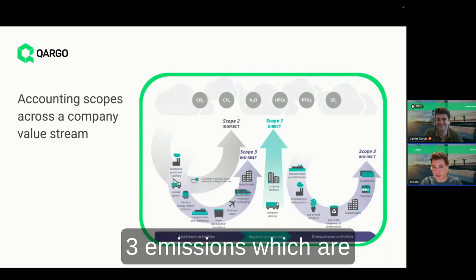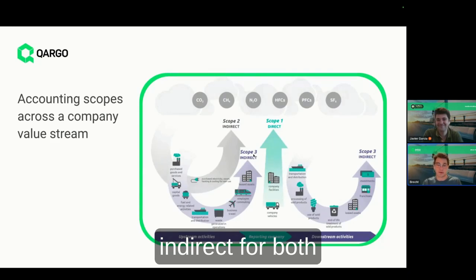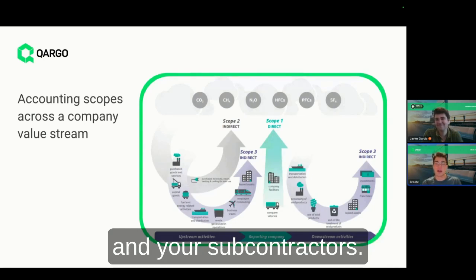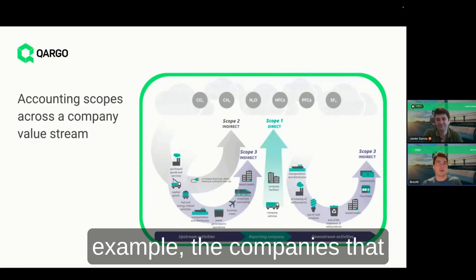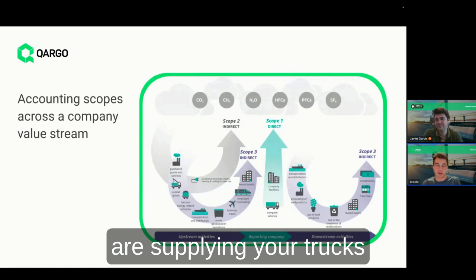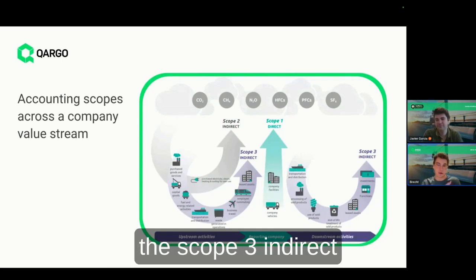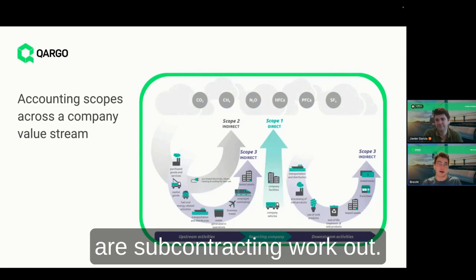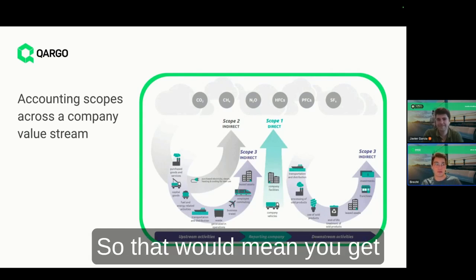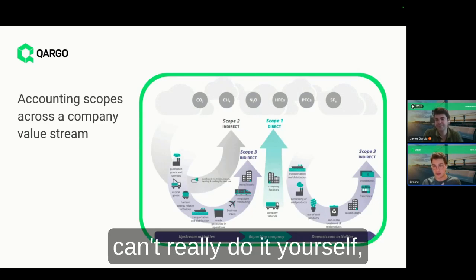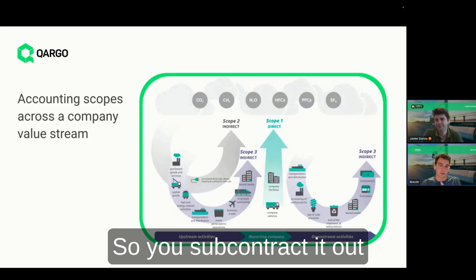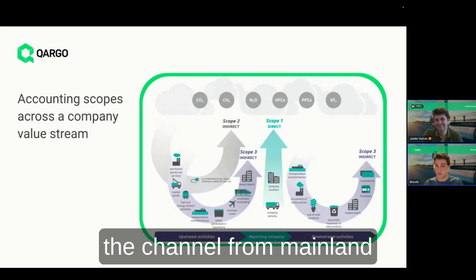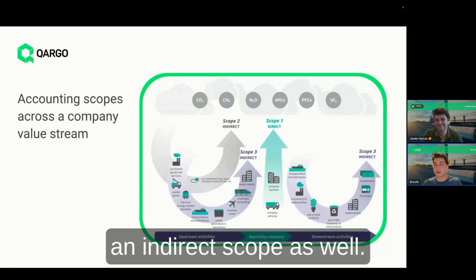And then you have the scope 3 emissions, which are indirect for both your upstream and your downstream activities. So that would be your suppliers and your subcontractors. So this would mean, for example, the companies that are supplying your trucks with fuel, those would be the scope 3 indirect emissions that you need to take into account. And on the other hand, if you are subcontracting work out, so that would mean you get a transportation order and you can't really do it yourself, you don't have the capacity, so you subcontract it out to another party that you work with, or even taking a ferry across the channel from mainland Europe to the UK, that would be an indirect scope as well.